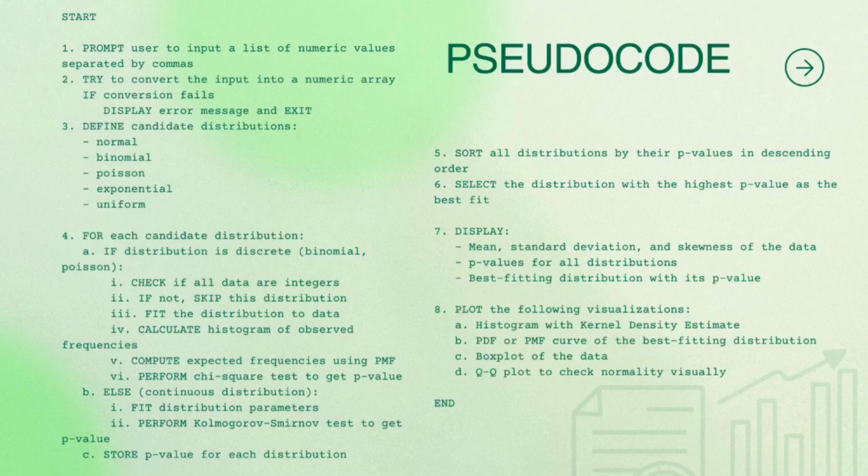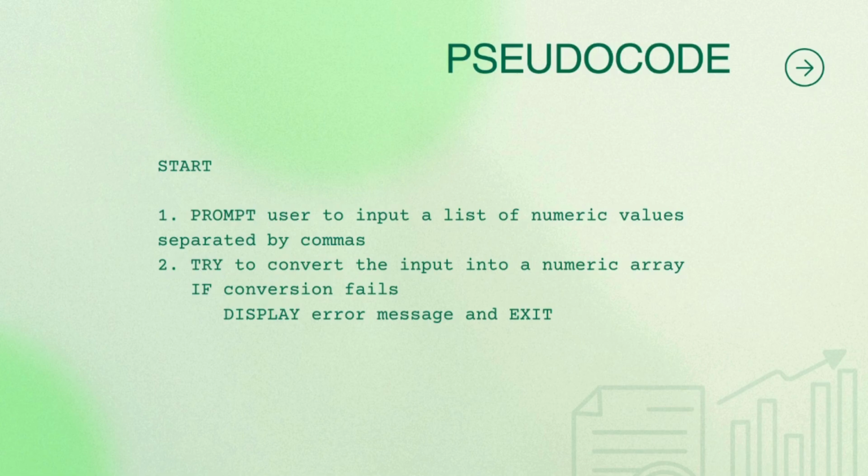Now we're going to walk through the logic behind the system using the pseudocode. Each part represents a critical step of the data evaluation process, from taking input to visualization. First, the system starts by asking the user to enter a series of numeric values. Then, it converts the input into a numerical array. If there is an issue like a non-numerical entry, the program alerts the user and exits to avoid invalid analysis.